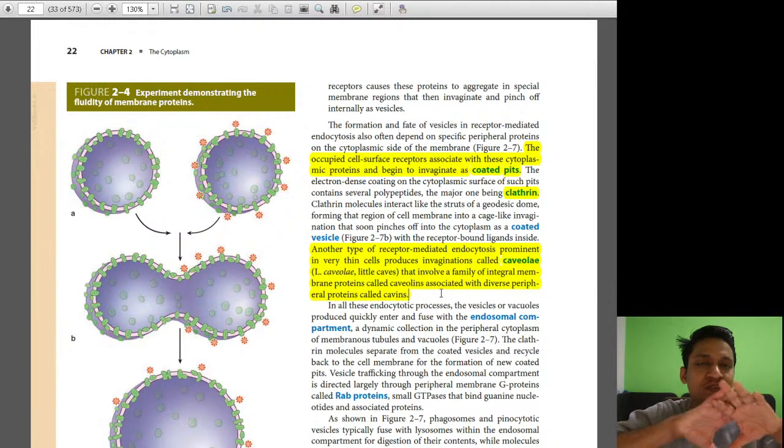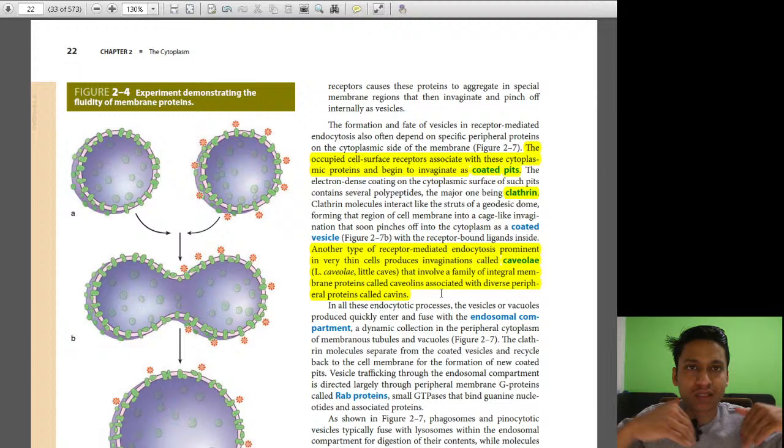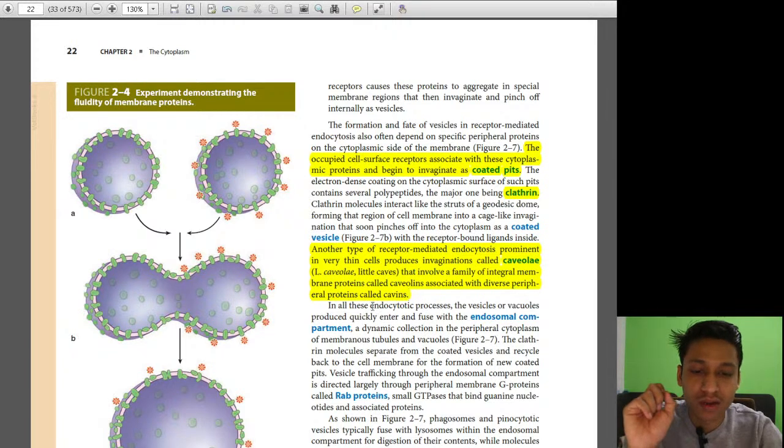So the family of these proteins is called caveolins, and mostly this type of diverse peripheral protein is cavins. And when we have this coating to an invagination, we call it caveolae. In all these endocytotic processes, the vesicles or vacuoles produced quickly enter and fuse with the endosomal compartment, a dynamic collection in the peripheral cytoplasm of membranous tubules and vacuoles. The clathrin molecules separate from the coated vesicles and recycle back to the cell membrane for the formation of new coated pits.